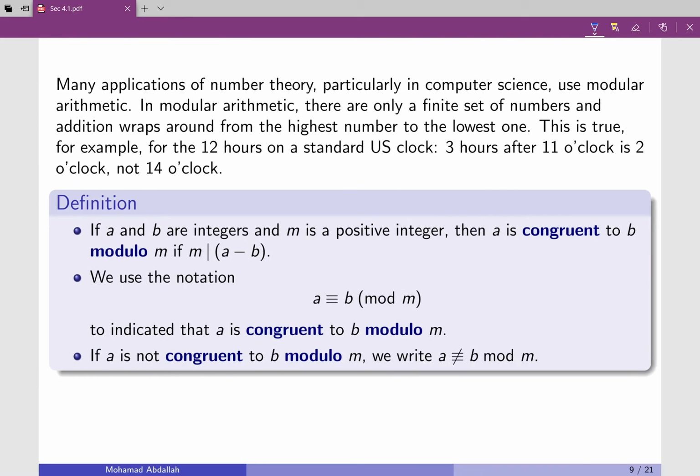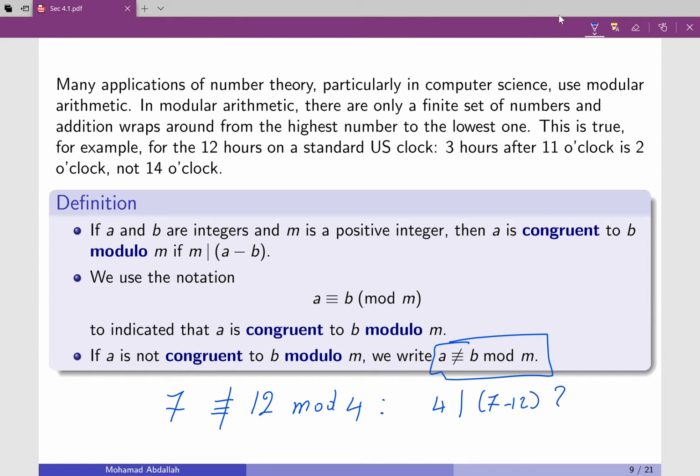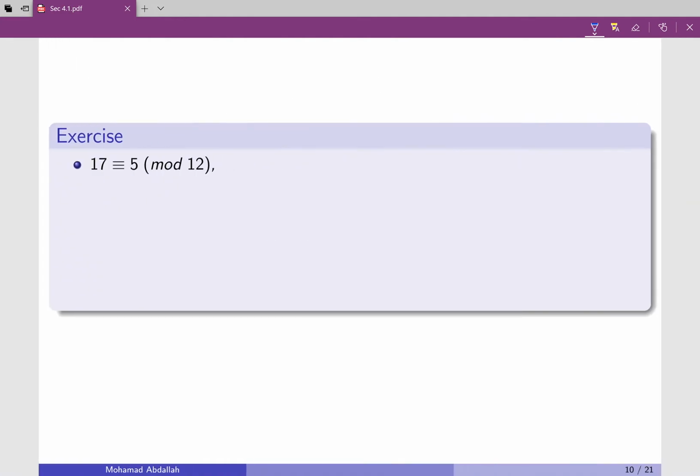If a is not congruent to b mod m, then we simply use the following notation to indicate that a is not congruent to b mod m. For example, 7 is not congruent to 12 mod 4. Why? Because if I take the difference, I have to ask myself the following question. Does 4 divide 7 minus 12? No, because 7 minus 12 is negative 5. 4 does not divide minus 5. And you can say 12 minus 7. 4 does not divide 5 as well. So it doesn't matter in this case whether it's positive or negative.